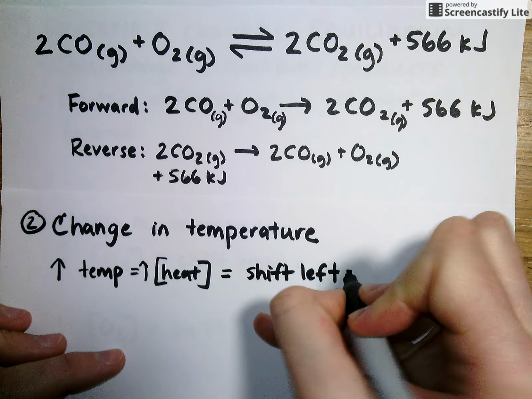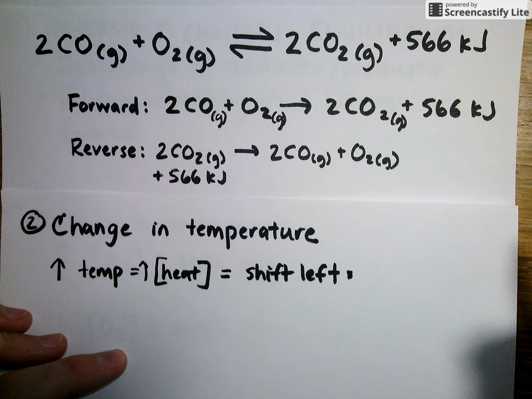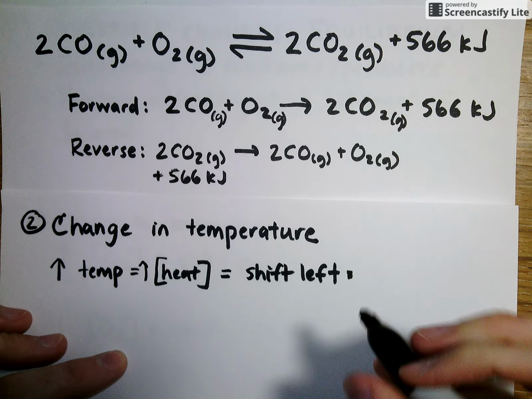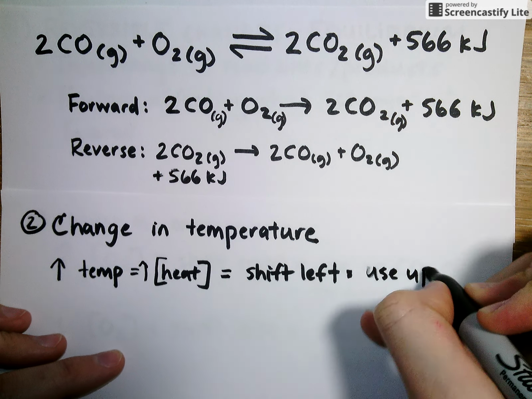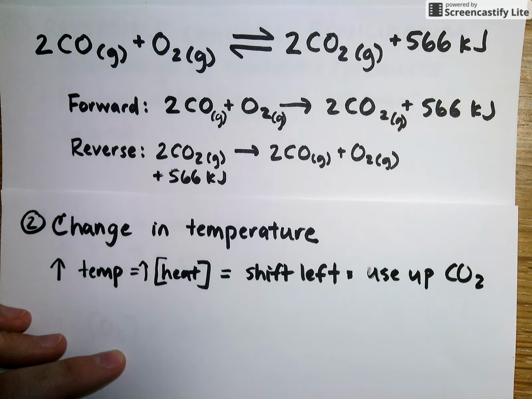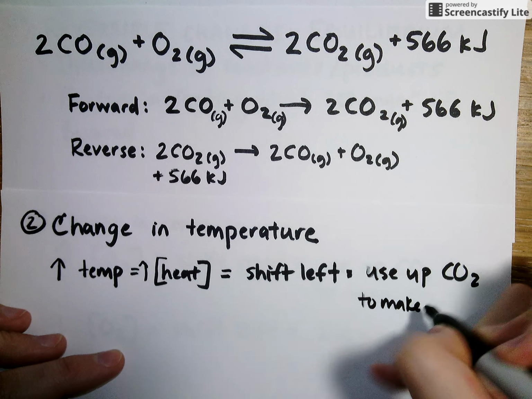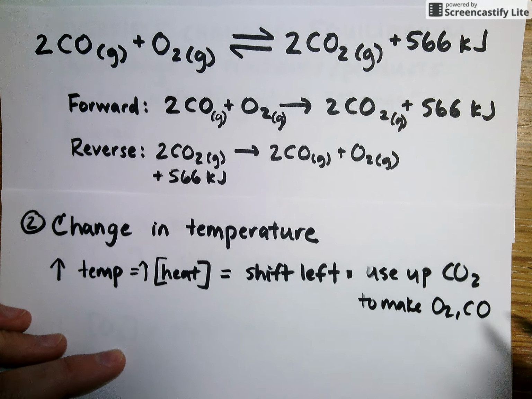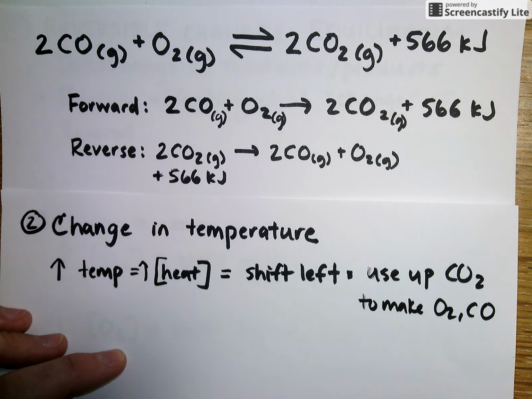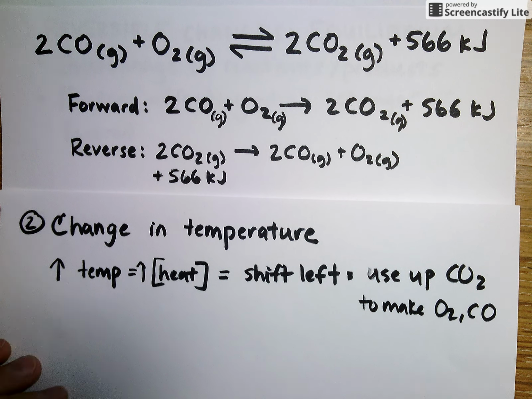And remember, a shift left means that I'm using up products to make more reactants. So I use up CO2 and that extra heat in order to make more O2 and CO. So my concentration of CO2 will go down and my concentration of O2 and CO will go up in order to get back to a state of equilibrium.